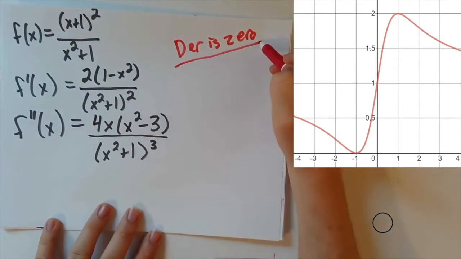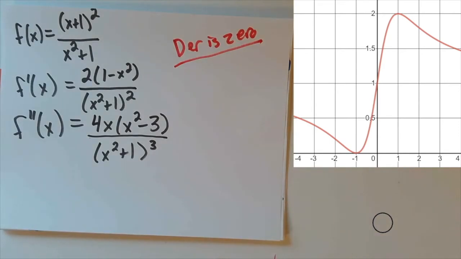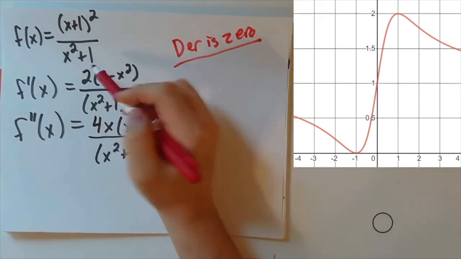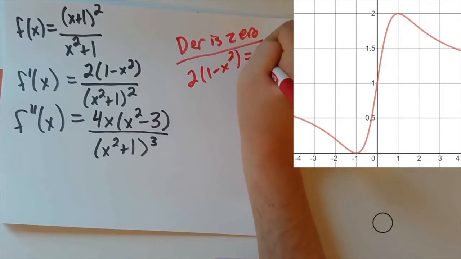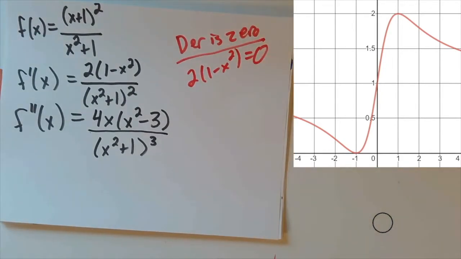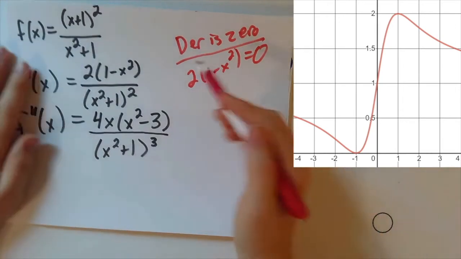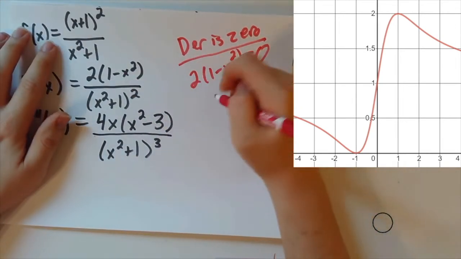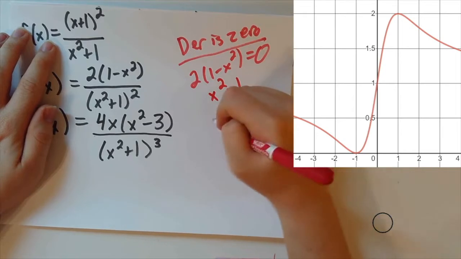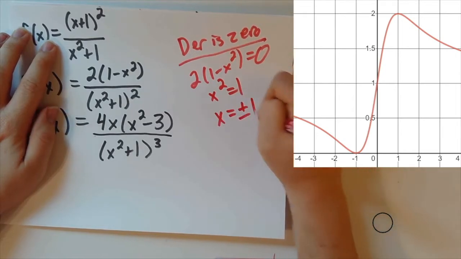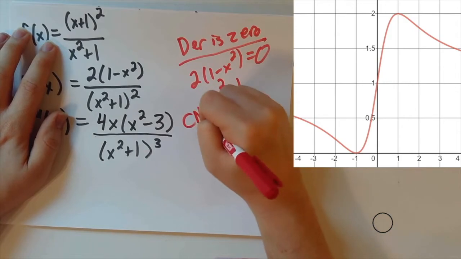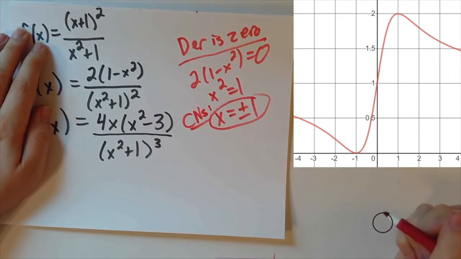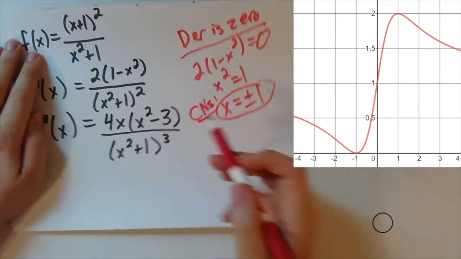when? Well, the derivative is 0 when the numerator of this fraction is 0. That's when 2 times 1 minus x squared is 0. Remember, fractions are only 0 when their numerator is 0. So that corresponds to x squared equals 1. That gives me x equals plus or minus 1. Okay, so these are our critical numbers. Those are potential places we could have turning points.